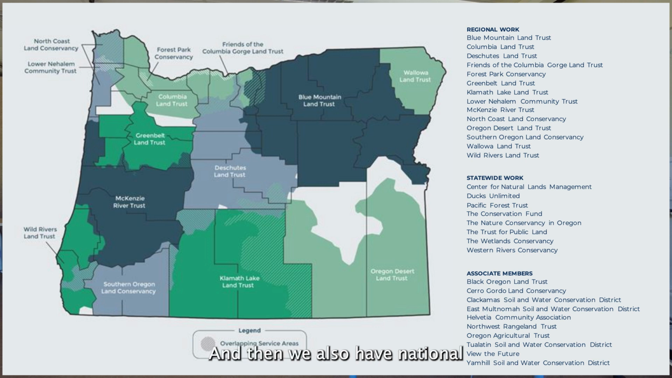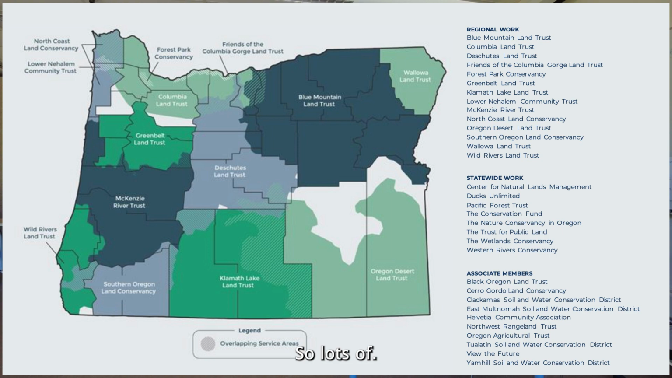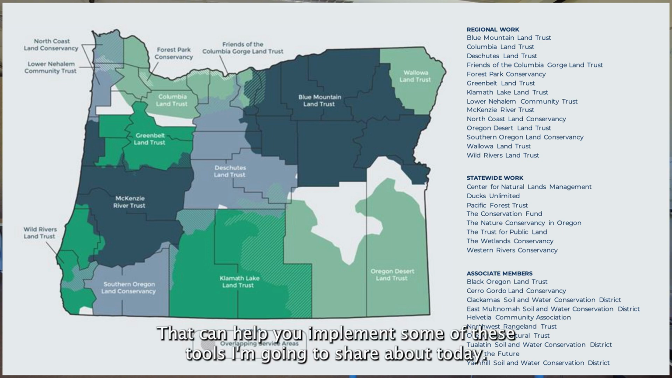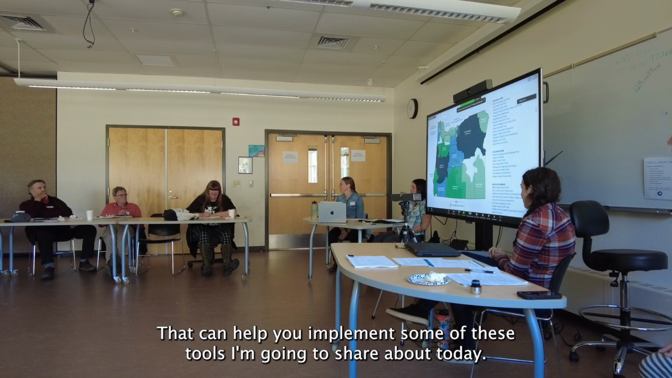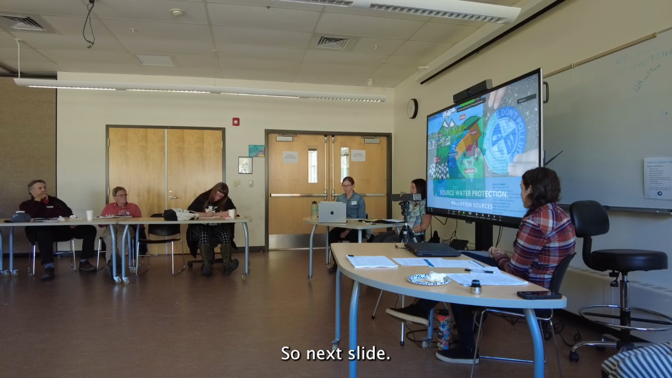And then we also have national land trust organizations that have partnered. The Conservation Fund is an example that works on the Oregon coast and wants to help support communities in protecting their source water areas. So lots of different organizations that can help you implement some of these tools I'm going to share about today. So next slide.